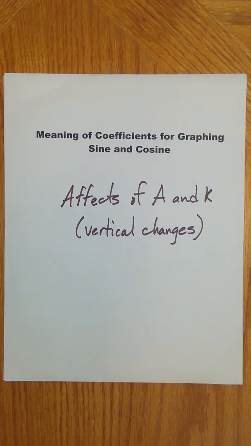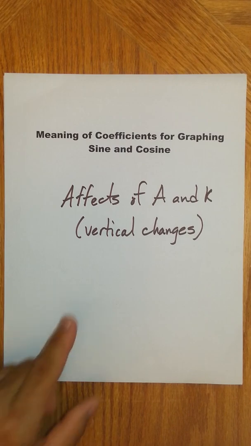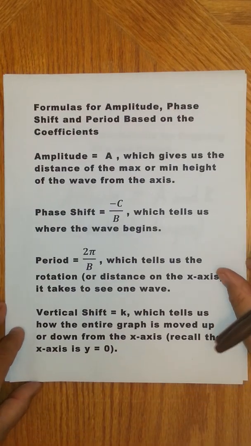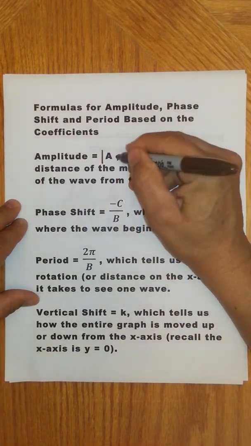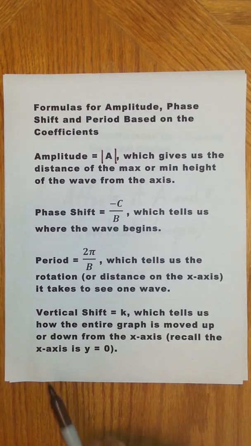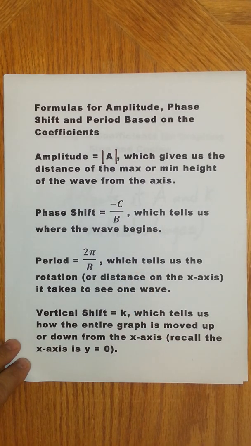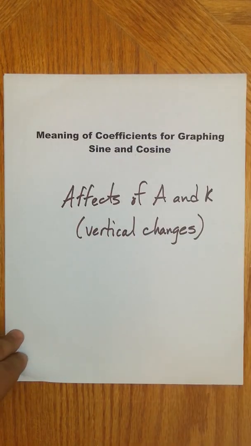Hello. In this video, we're going to discuss the meaning of the coefficients for graphing sine and cosine, but specifically the effects of A and K, which will affect the vertical changes for a graph. And when I say A and K, I do mean this right here, where the amplitude is the absolute value of A, and then here the vertical shift is K, which moves the entire graph up and down. The amplitude gives us the distance of the max or min height of the wave from the axis. So let's take a look.